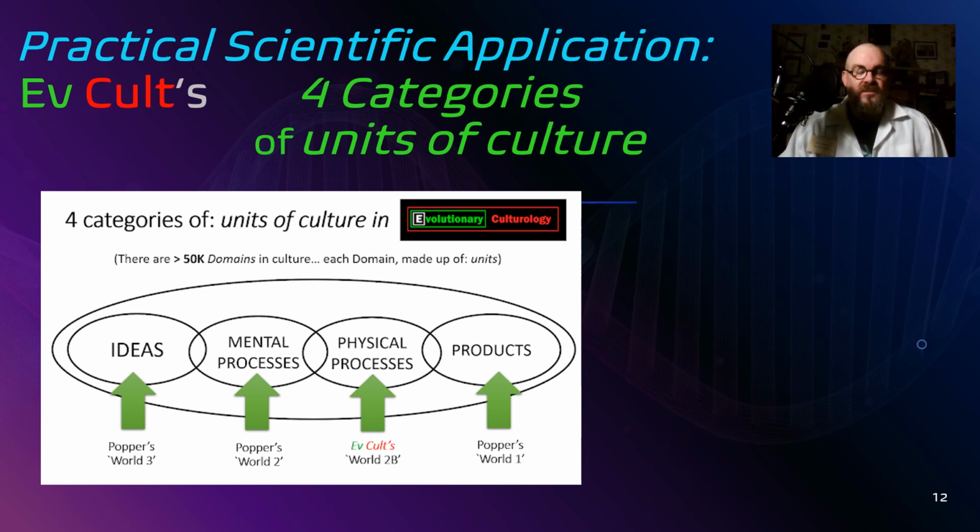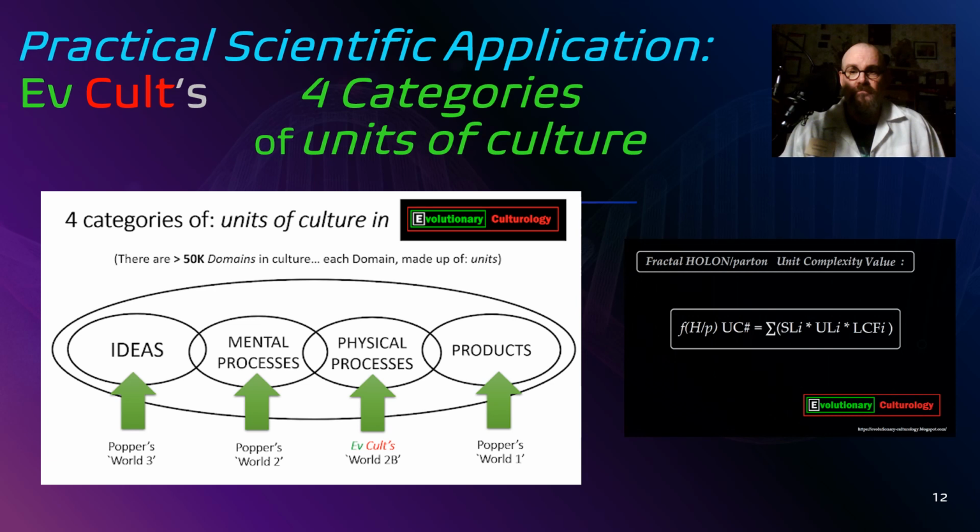And so there's our simple 4-part taxonomy, or 4-category taxonomy. As you can see, they overlap as units of culture move between those sets. Next. And there's a mathematical formula from EvCult. We'll come back to that later.